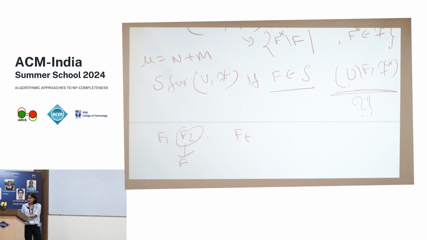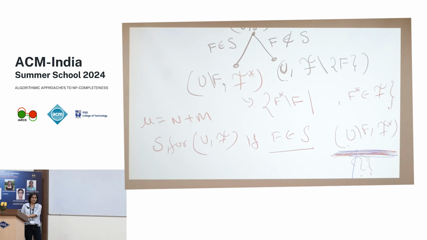Okay? How will I construct? Now I need to cover here only U minus F. I don't need to cover F, right? So what will I do here? I will take F1 minus F, F3 minus F, and so on, Ft minus F. Right? This will cover U minus F, and all of these sets belong to my F star. That's how I constructed F star. Right? And in the reverse direction, wait. So let's prove the optimality here.